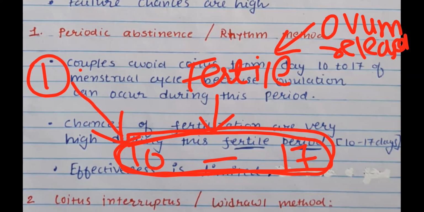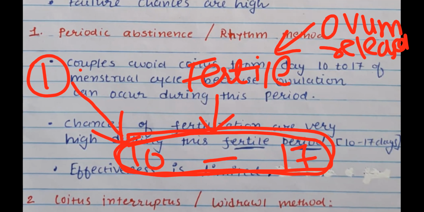So on these days, if mating occurs, then the chances of fertilization increase. Yes or no? The ovum and sperm meet with each other, fertilization takes place, and that will lead to pregnancy.